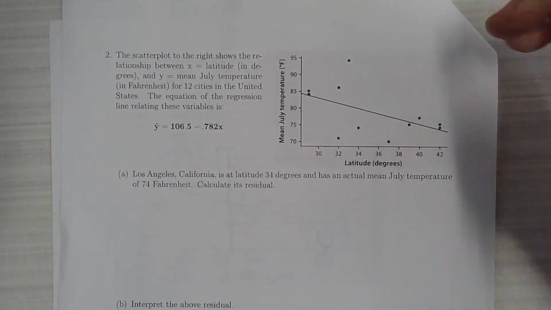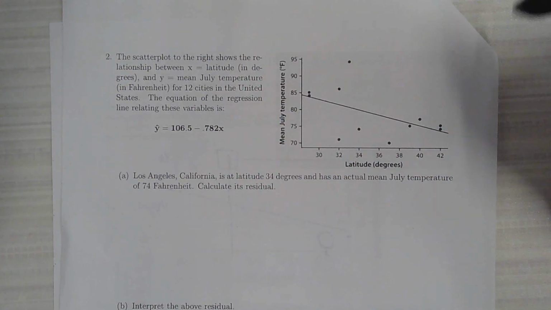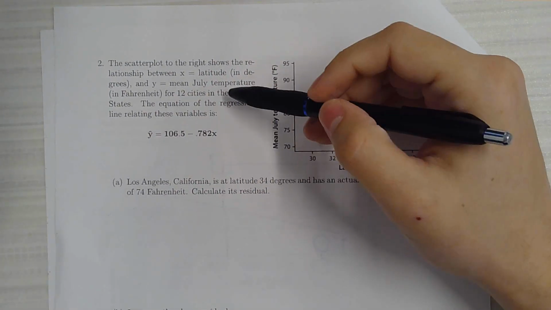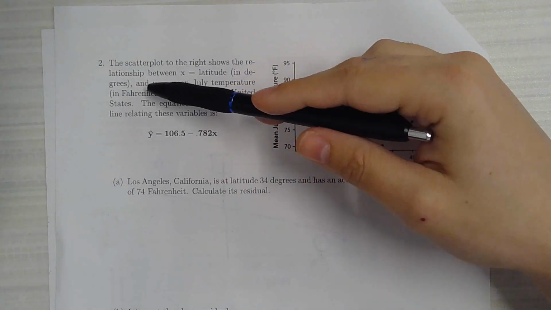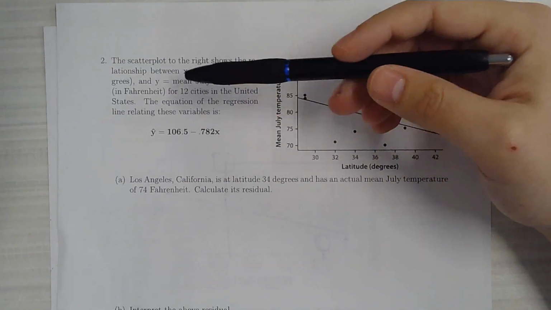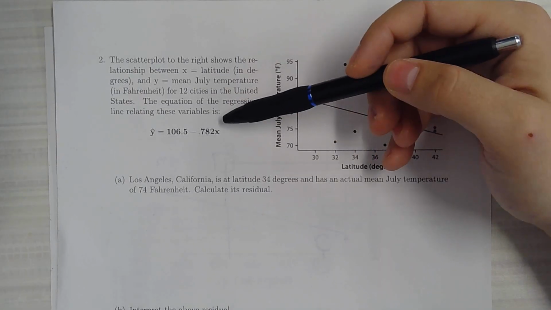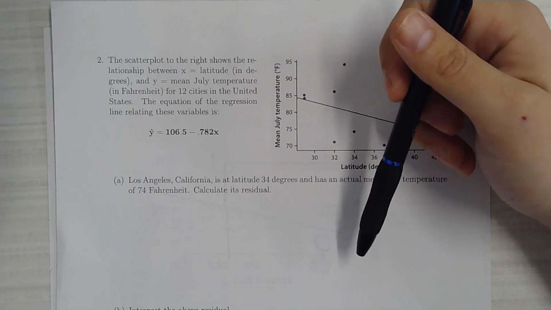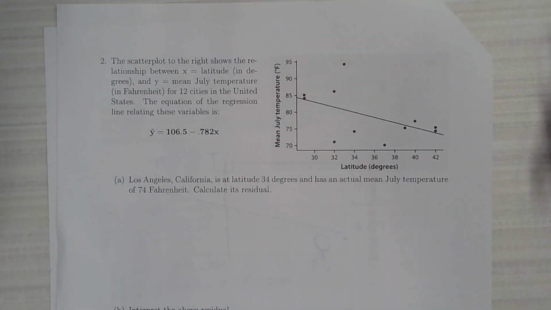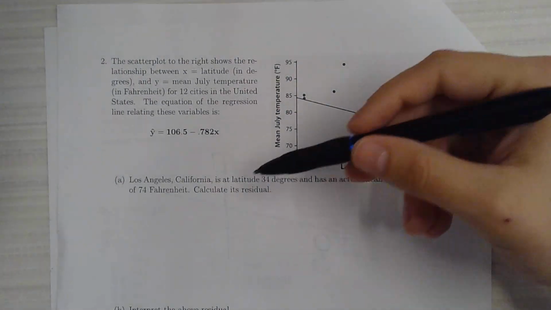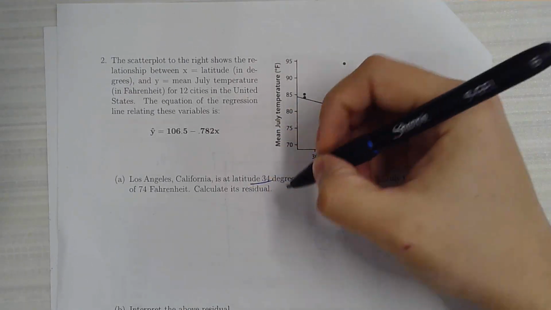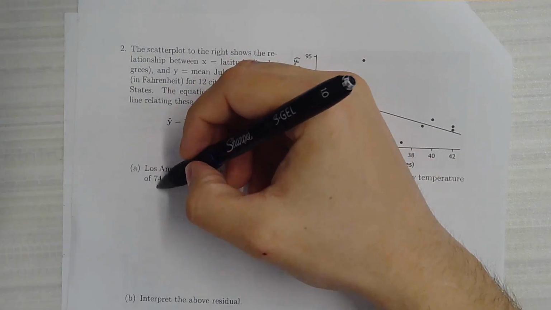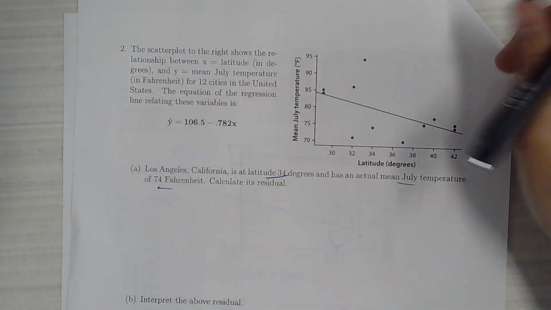Alright, let's look at the big one. Number 2. The scatter plot to the right shows the relationship between x equals latitude in degrees and y equals mean July temperature in Fahrenheit for 12 cities in the United States. The equation of the regression line relating these variables is y hat equals 106.5 minus 0.782x. Okay. Question A. Los Angeles, California is at latitude 34 degrees and has an actual mean July temperature of 74 Fahrenheit. Calculate its residual.